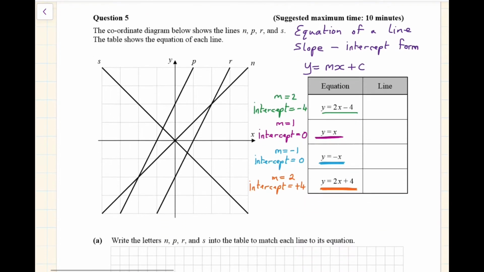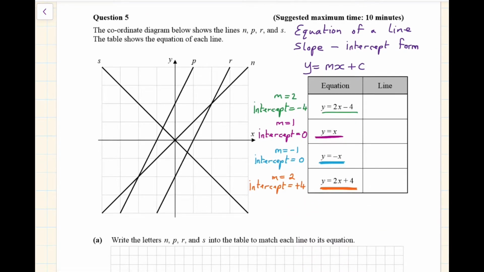And in question 5 here, we'll be given a diagram as you can see, and the question tells us the coordinate diagram below shows the lines N, P, R and S, and the table shows the equations of each line, but so far we don't know which equation is for which line.